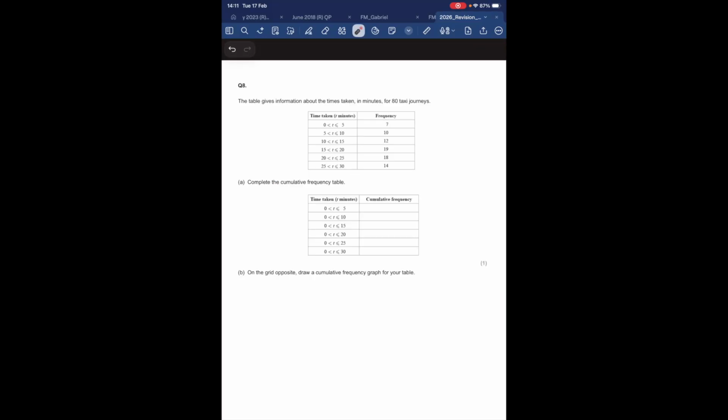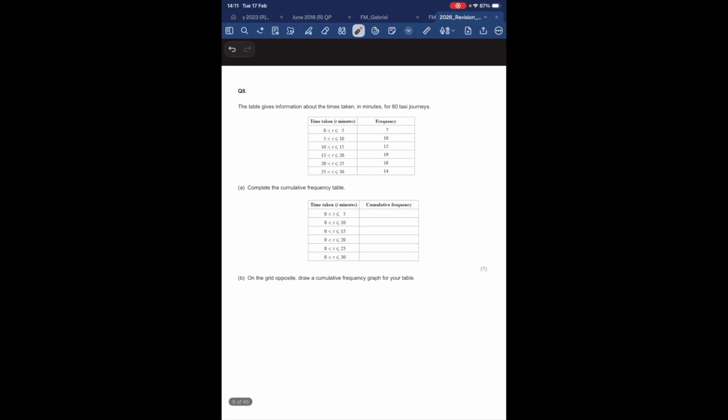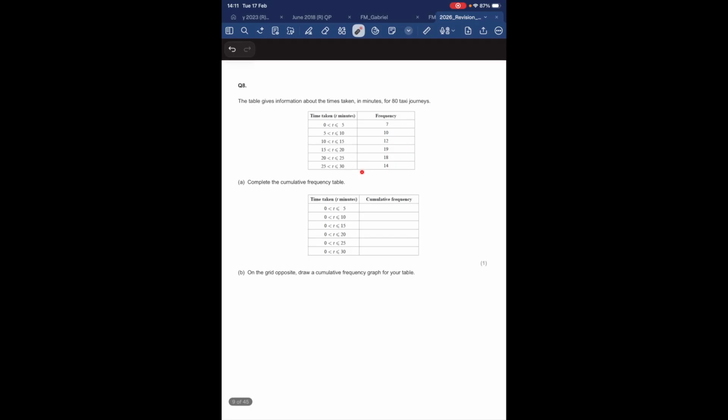The cumulative frequency questions are fairly straightforward. We get the cumulative frequencies from the frequency table that we're given. So we're given at the very beginning a frequency table here, and we're asked to fill in the cumulative frequencies. Cumulative basically means to add up frequencies. So all we have to do to fill this table in is add the frequencies from the frequency table given to us above.